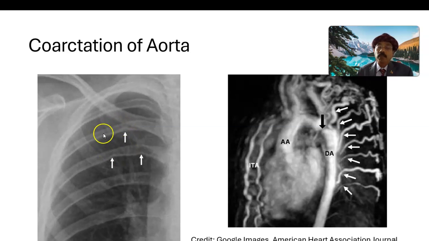It is a plain X-ray chest. This is an MRI, so you can assess the extent of erosion as well as the aortic aneurysm and dilated posterior intercostal arteries here. And this has been taken from Google Images, American Heart Association journal Circulation.